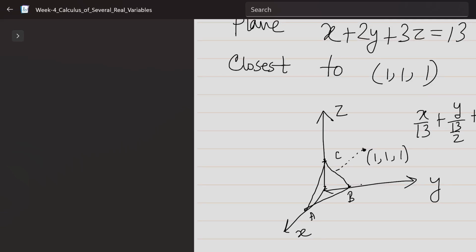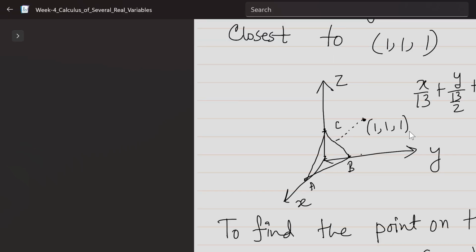So here, how do you find a perpendicular line passing through a point to this plane? What is the method? I will write for you. The plane equation is x plus 2y plus 3z equal to 13. Yes, tell me.